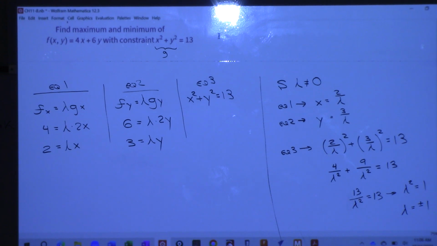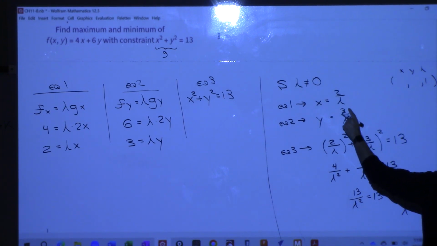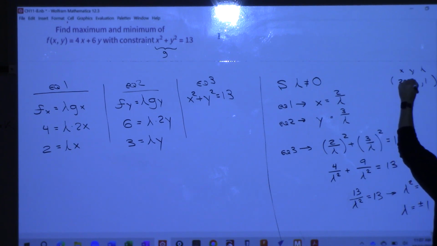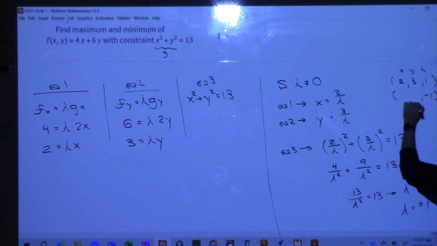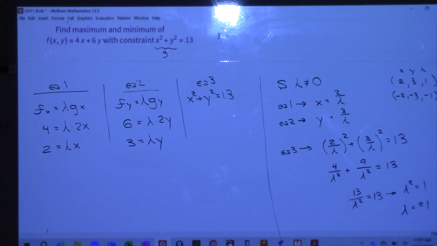All right, so let's now look at some scenarios. Remember what we're trying to find, and I told you try not to get confused with this. We're trying to find this triple where it gives us the x, the y, and the lambda, right? So let's start with lambda being 1. If lambda's 1, what's x, what's y? 2 and 3. Now, if lambda is negative 1, we get the opposite, right? Negative 2, negative 3. Questions on that? If I have a max or min, this is potentially where it could happen.